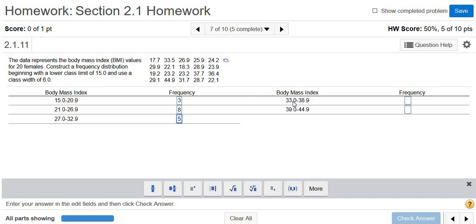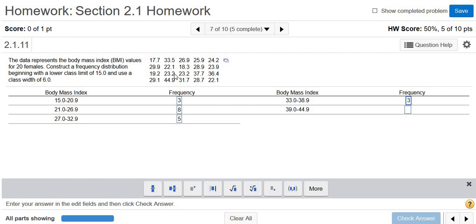Almost done. 33 to 38.9. So 1, that one counts. 33.5, that certainly falls in the category. Nothing here. This third row looks like 37. That counts, so 2. This 36 here counts, so 3. That looks like it's it. 3.